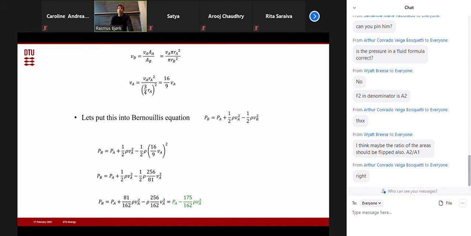And we're also looking to solve VB. So that would be, we solved that earlier as 16/9 VA. So from this, we have our VB term and we have our pressure B term. So then we've solved the problem.